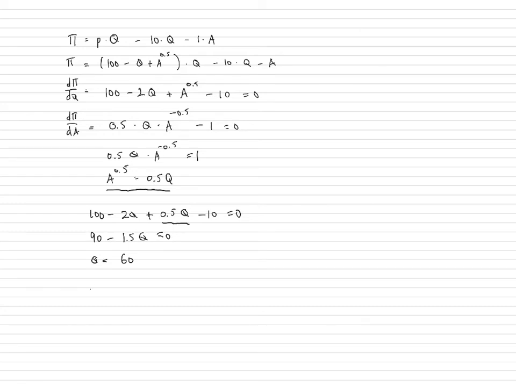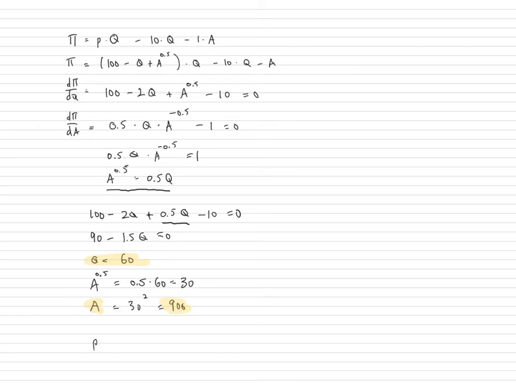And then from here I can figure out what a to the power 0.5 is equal to, which is 0.5 times 60 equals 30, and therefore A is equal to 30 squared, A is equal to 900. All right, now we have the optimal quantity and the advertisement. I just need to find what the price is going to be so I can calculate what my profit will be.